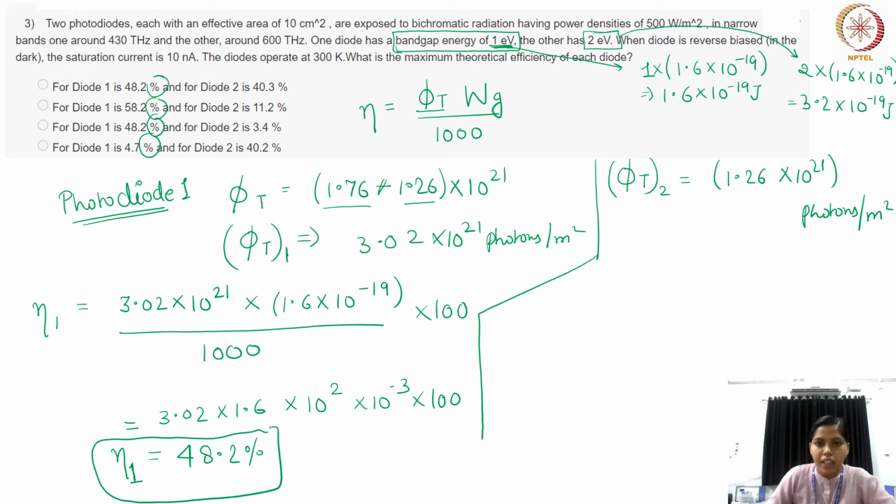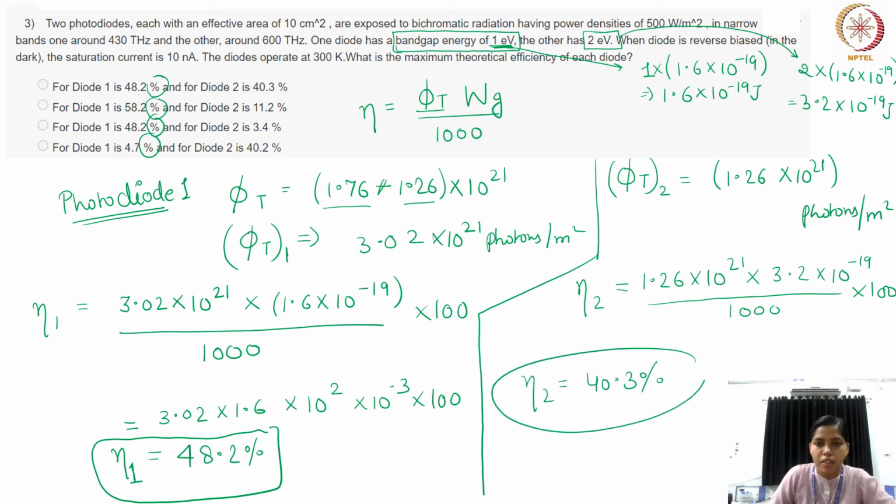Similarly, for the second photodiode, let's call it eta 2, and that is 1.26 into 10 raised to the power 21 multiplied by the band gap, that is 3.2 into 10 raised to the power minus 19, and then dividing it by 1000 and also multiplying it by 100. That will give the value of eta 2 equal to 40.3%. So 48.2 is for the first photodiode, and for the second photodiode it is 40.3. Out of these, option number 1 is the correct answer for this question.